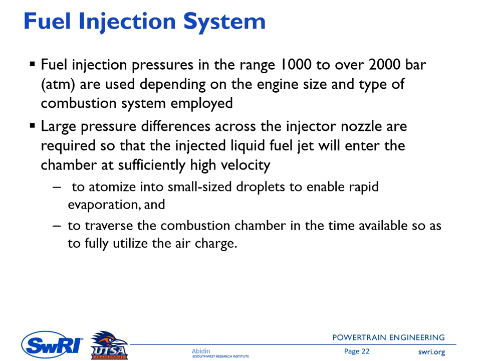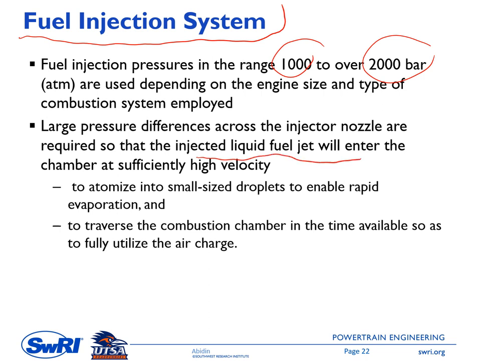Next one, let's take a look at the fuel injection system. So this is the vital component of the diesel combustion, because through this system the fuel is injected. So the fuel injection system usually supplies a pressure of between 1000 to 2000 bar to make sure that we have sufficient fuel atomization. And then usually this injection pressure level depends on the engine size and the type of the combustion system employed. And then large pressure differences across the injector nozzle are required so that the injected liquid fuel jet will enter the chamber at sufficiently high velocity.